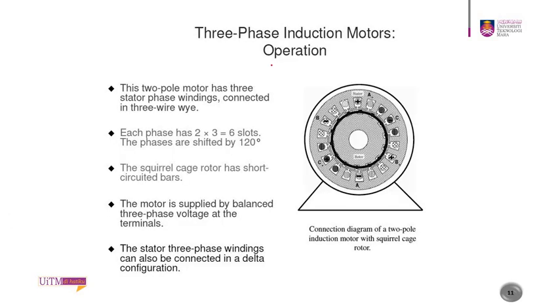For example, this 2-pole motor, a 3-phase induction motor, has 3 stator phase windings connected in a 3 wire Y connection. Each phase has 2 times 3 equals 6 slots, and is shifted by 120 degrees. The squirrel cage rotor has short circuit bars. The motor is supplied by balanced 3-phase voltage at the terminal, and the stator 3-phase windings can also be connected in a delta configuration.